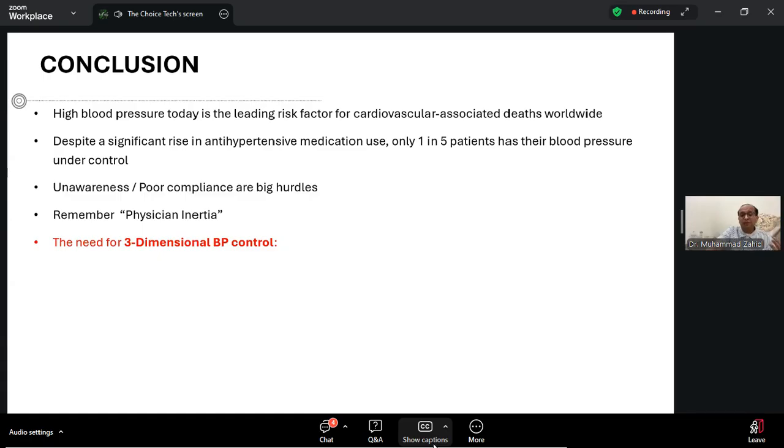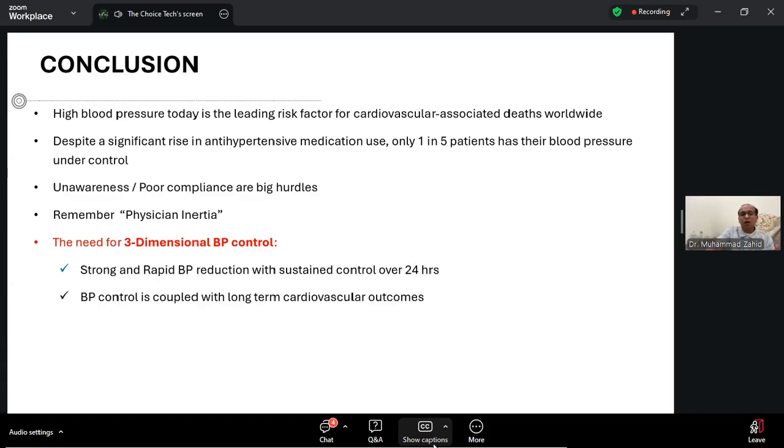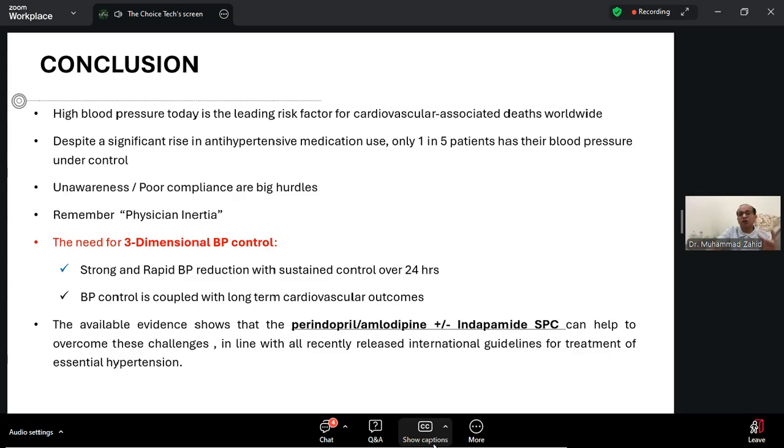So we need three-dimensional blood pressure control. We need strong and rapid blood pressure reduction for 24 hours. And for that, the combination of amlodipine, perindopril, or perindopril, amlodipine with a thiazide-like diuretic, which is indapamide, is one of the effective ways to control the blood pressure.